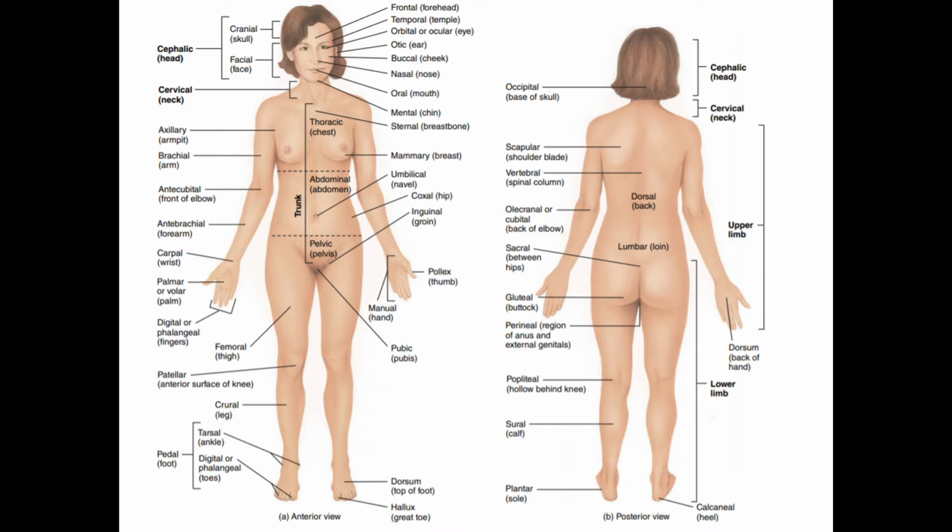Descriptions of any region or part of the human body assume that it is in a standard position of reference called the anatomical position. In the anatomical position, the subject stands erect, facing the observer, with the head level and the eyes facing directly forward. The lower limbs are parallel and the feet are flat on the floor and directed forward.